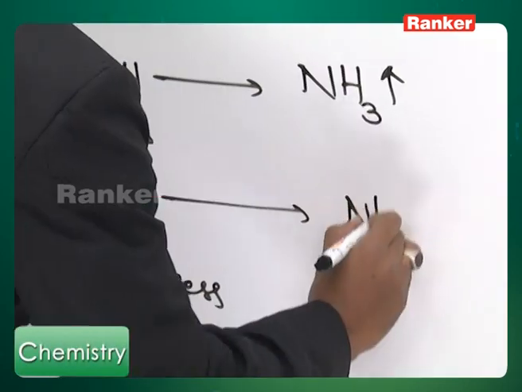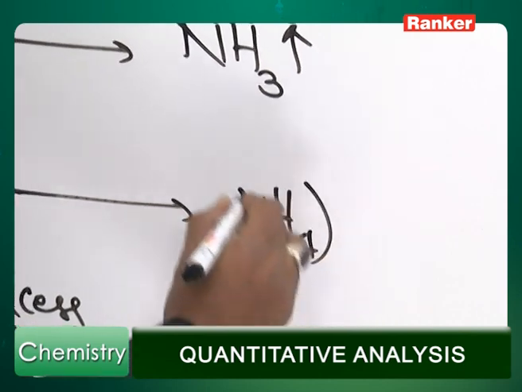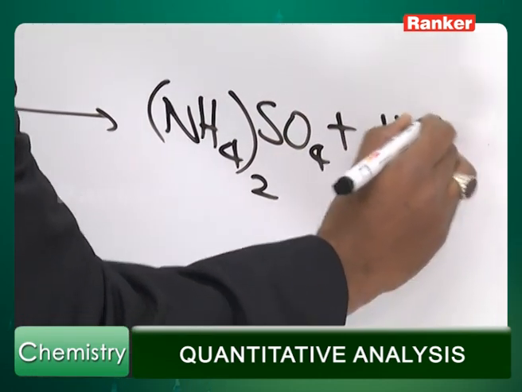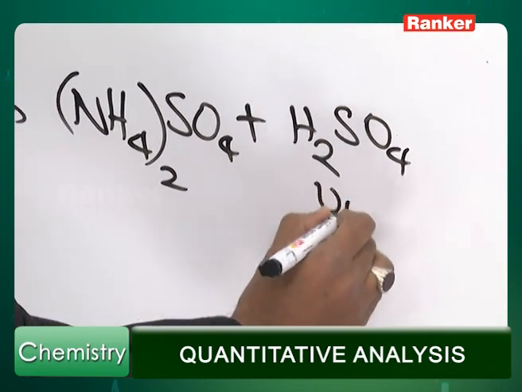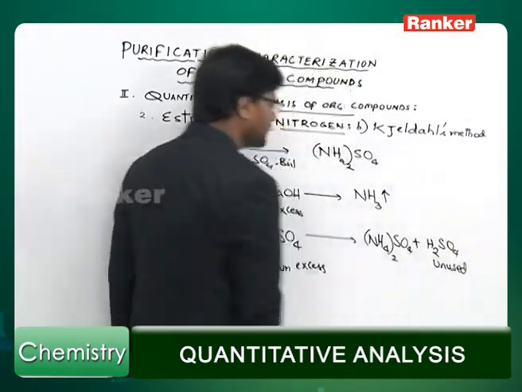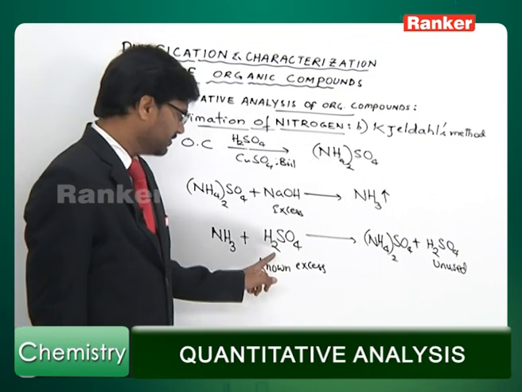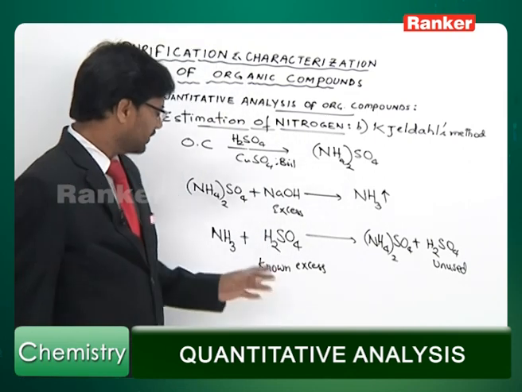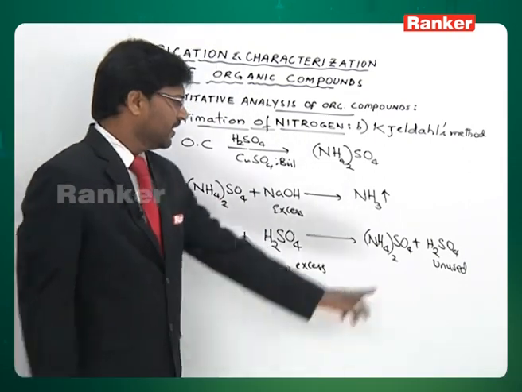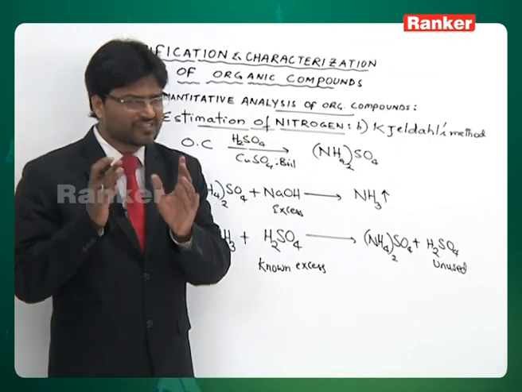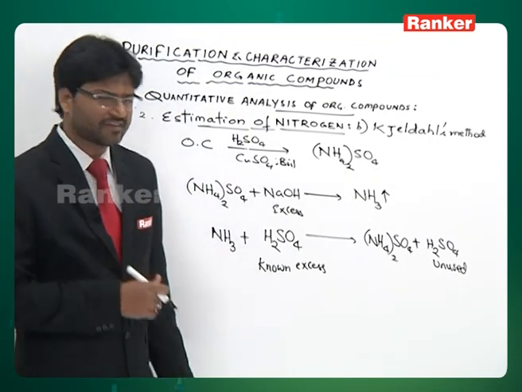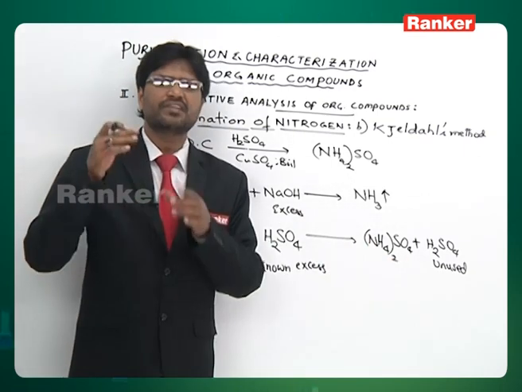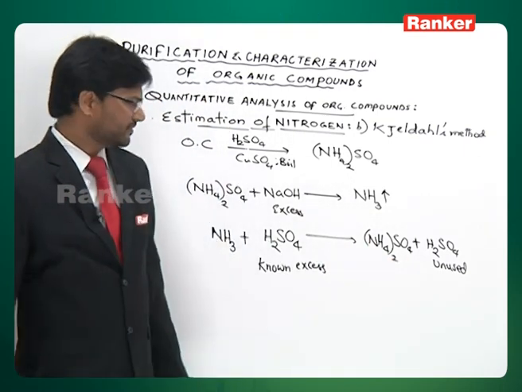It will become ammonium sulfate once again, and you will have unused sulfuric acid. Because you have taken an excess of sulfuric acid, at the end you will have unused sulfuric acid left out after bubbling all the ammonia gas. Now, it is a matter of finding out how much sulfuric acid is unused in this reaction. This can be achieved by titrating the mixture with a standard sodium hydroxide solution.